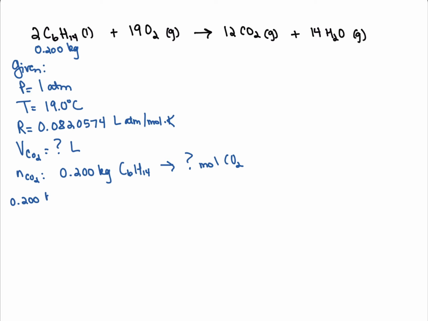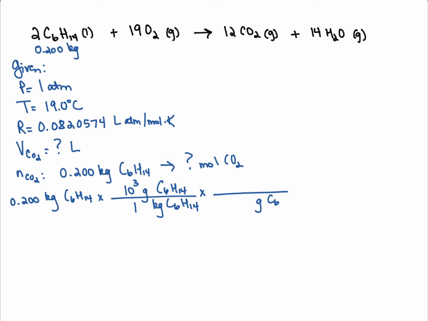Always start off with my given information. Kilograms of C6H14 is on top, so I have to put kilograms of C6H14 on the bottom. 1 kilogram is equal to 10 to the third grams. So now my kilograms cancel out. I'll put grams on the bottom of my next fraction. Remember, I'm trying to go from hexane to moles of CO2. So I'm going to convert my grams to moles by using the periodic table that's in ALEKS.